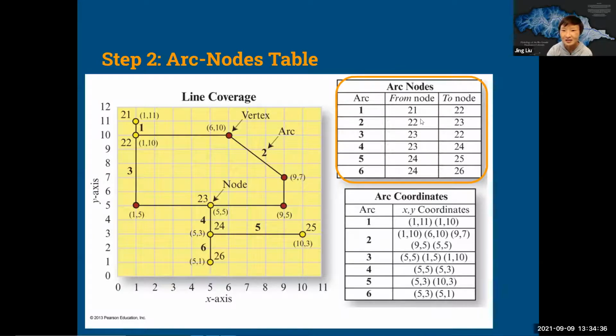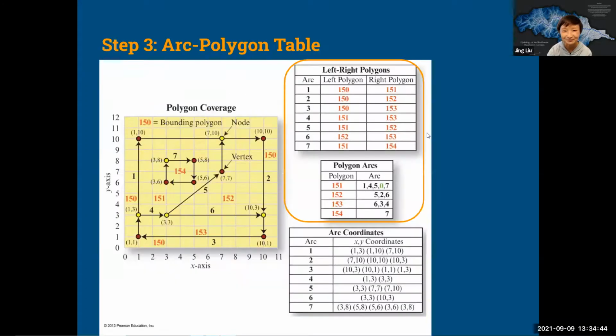Okay, so this table specifically defines the relationship between arcs and nodes. Start from where to which node, right? Then arc and polygon, they have this relationship. So if you follow one arc, on your left side, you have one polygon. On your right side, you have another polygon, right? So this is arc and your left polygon and your right polygon.